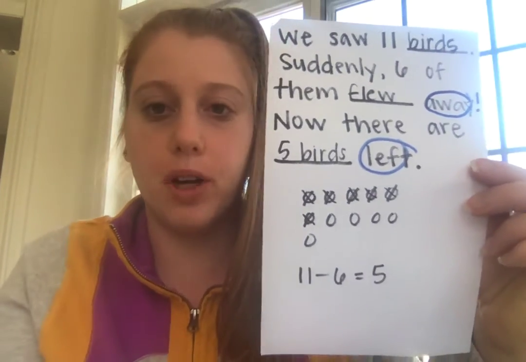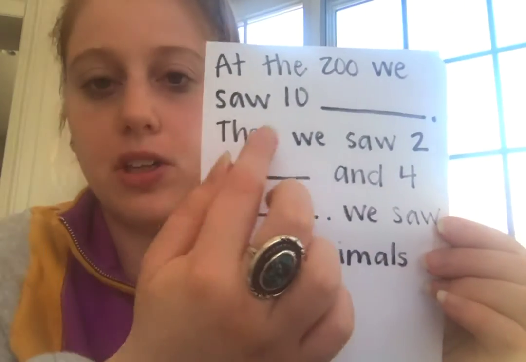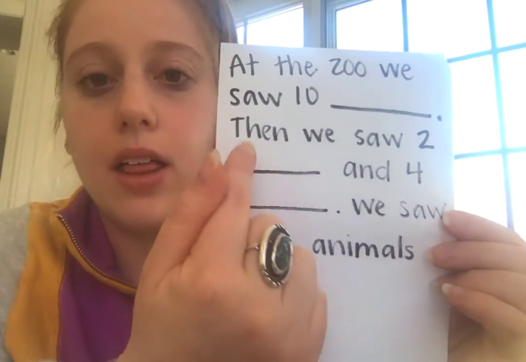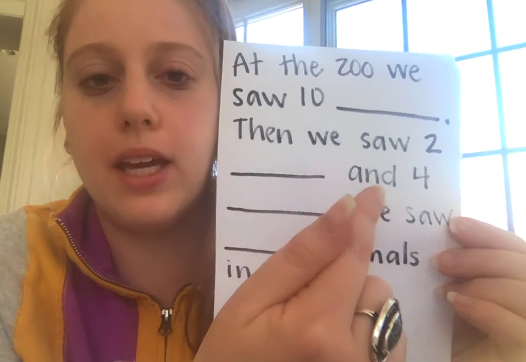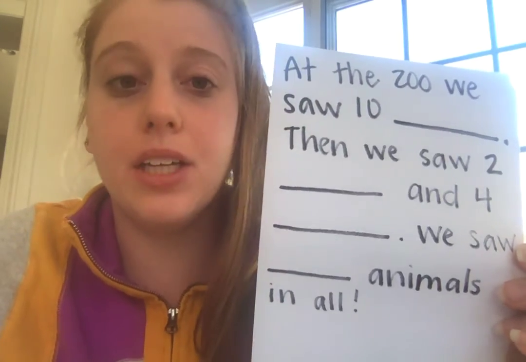All right, we've got time for one more. Our next one says, at the zoo, we saw 10 blank. Then we saw 2 blank and 4 blank. We saw blank animals in all. I immediately know, because I see "and" and I see "in all," that we are going to be doing addition. So I'm going to circle those key words.